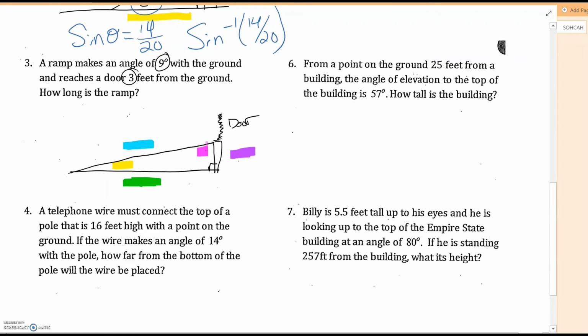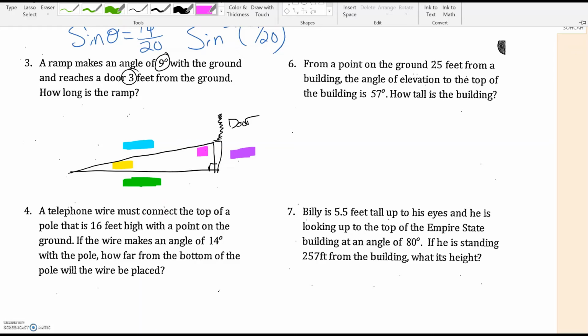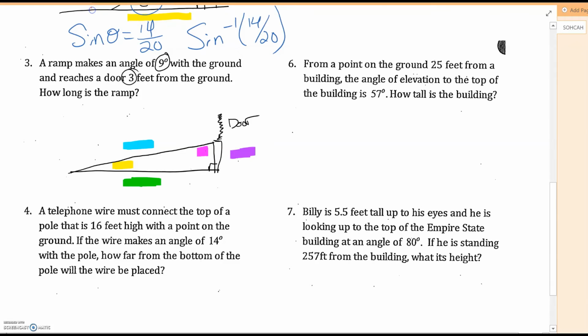Okay, so now I'm going to ask, where does that 9 degrees go? What color does that go with? It's going to go right here with the ground, 9 degrees. Okay, what color does the 3 feet go to? That'll give me my height here off the ground, 3. Okay, how long is the ramp?